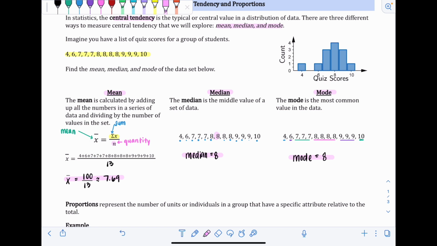Okay, sometimes there can be more than one mode. If there is, you don't find the average of the two or anything, you would just list any or all of the modes that there are. So for example, let's say there were also 4 10s, we would just say 8 and 10.